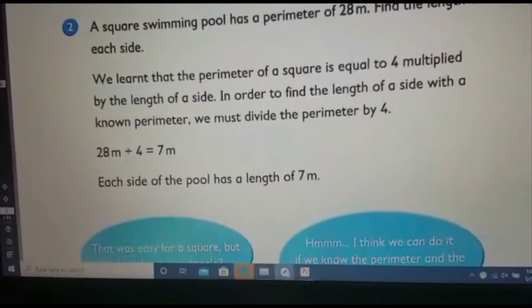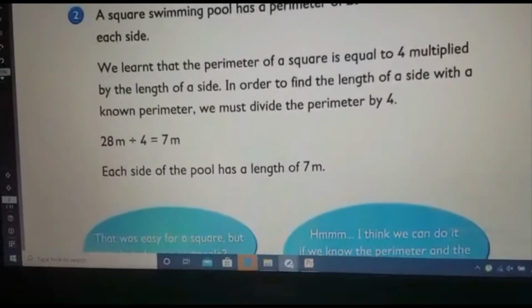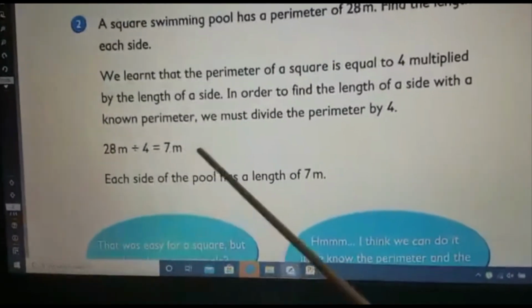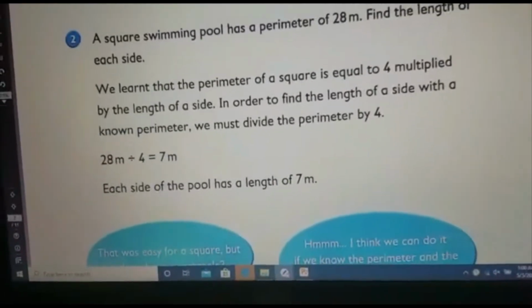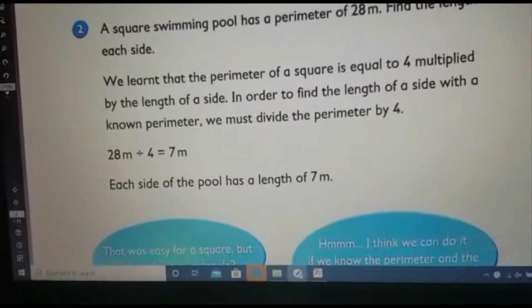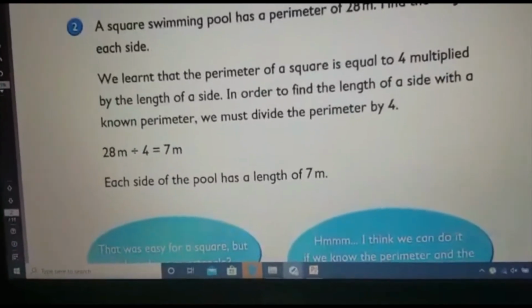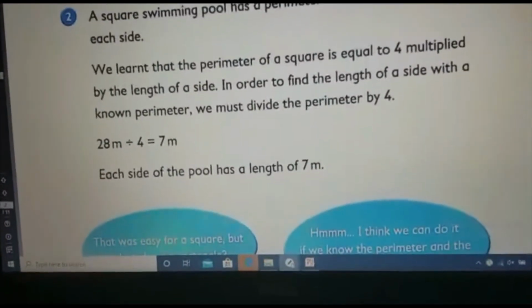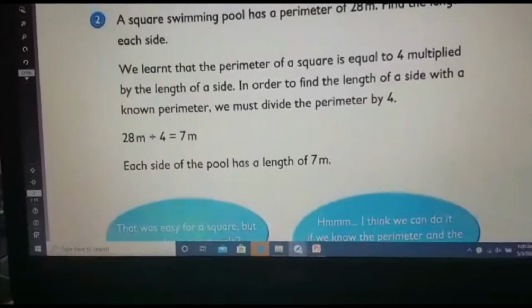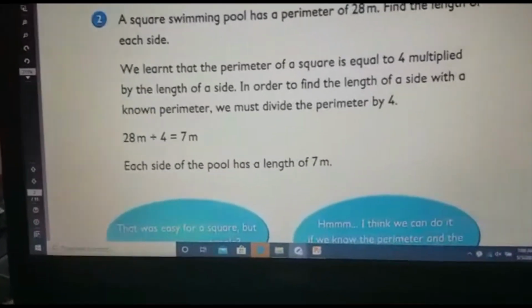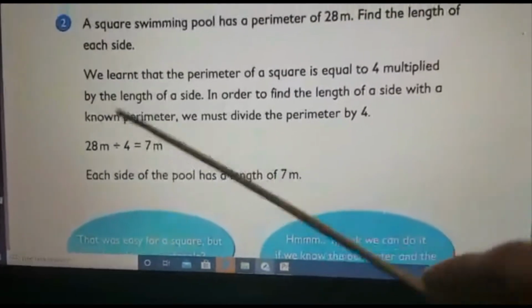Just think the multiplication. Either you can do the division method or think the multiplication of which number? Multiplication of 4. Okay. Just think 4, 8, 12, 16, 20, 24, 28. So what number gives you 28? That is 4 multiply 7. Is it? So what will be 28 divided by 4? 28 divided by 4 will be 7.